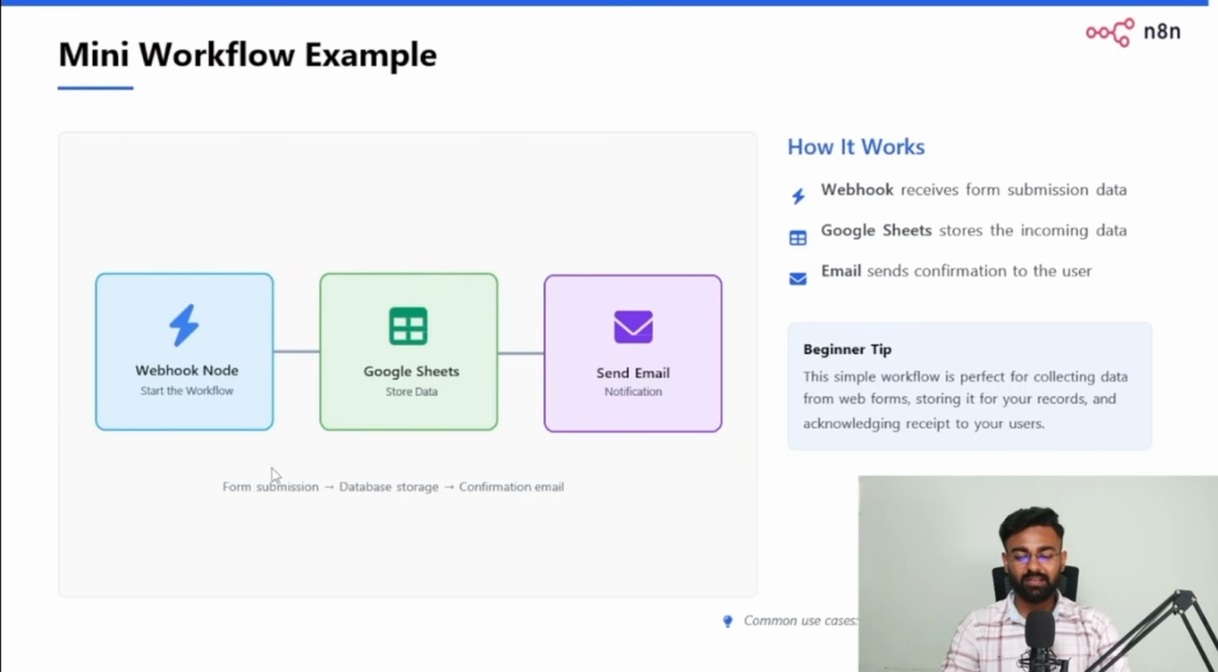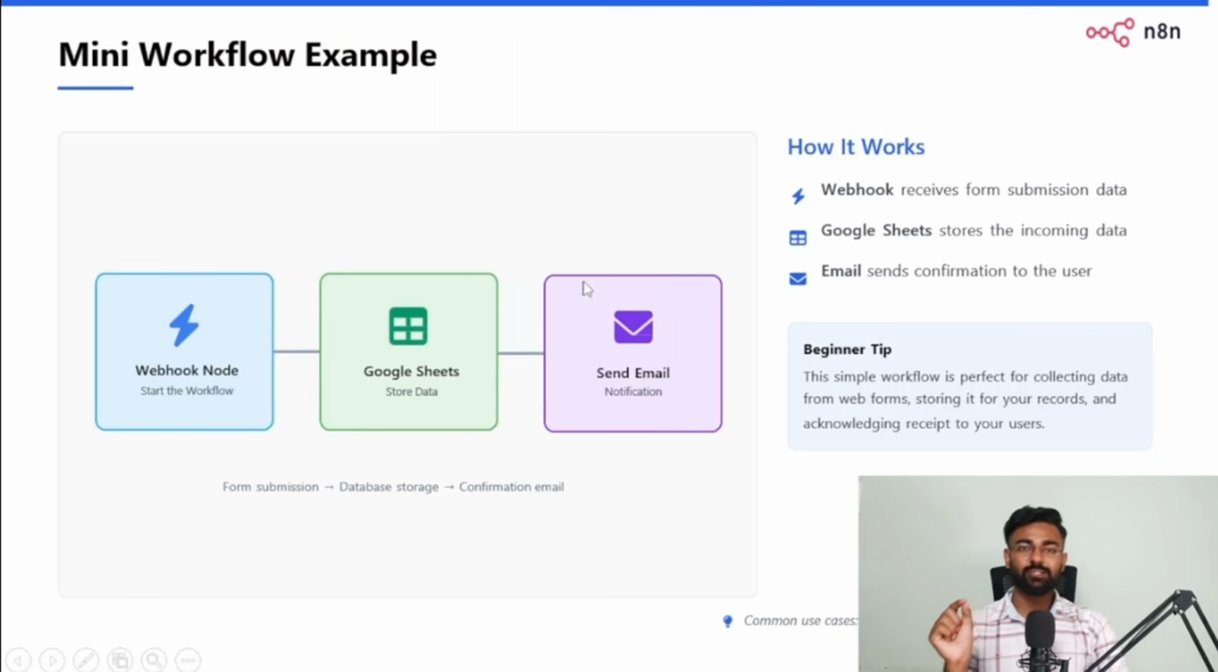So let's start building with a simple form submission. Then of course, we'll take that form's data and put it into a database storage, which is Google Sheets in this case. And then of course, we'll send a confirmation email to that particular person who has submitted the form. So what are we taking in the form? We are just taking their name and their email. And of course, we'll receive a confirmation email through this workflow.